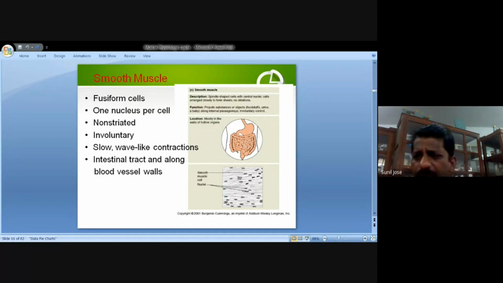So we don't have any kind of control on the working of our stomach, or on the working of our intestine, or on the working of our blood vessels.